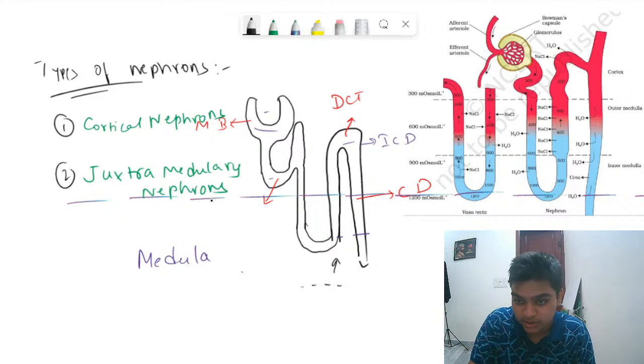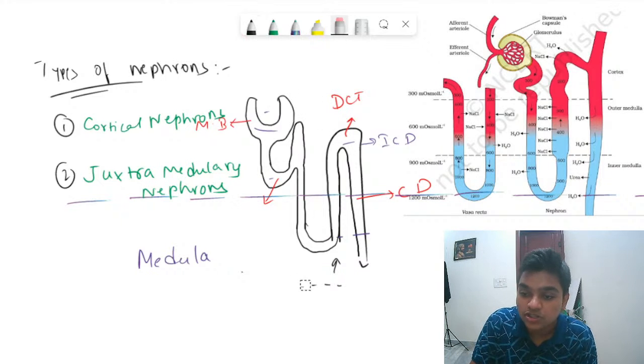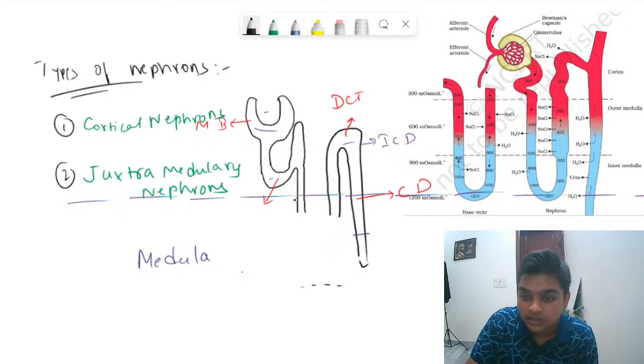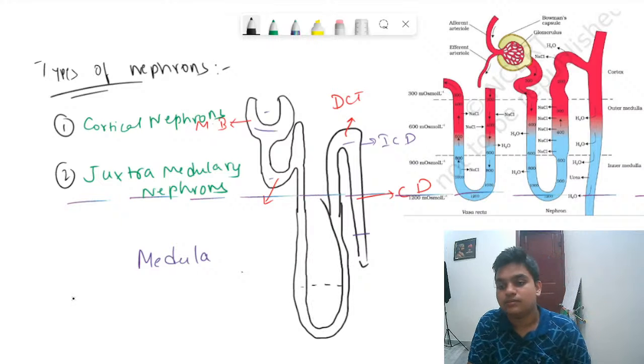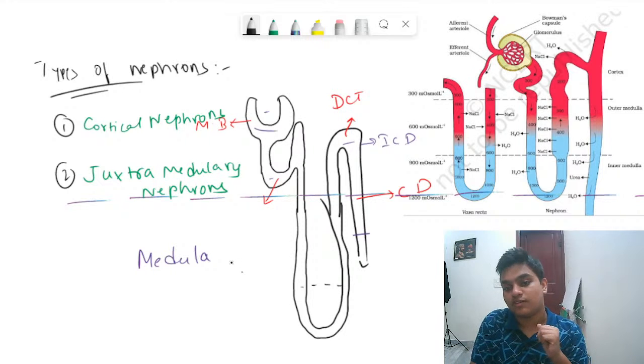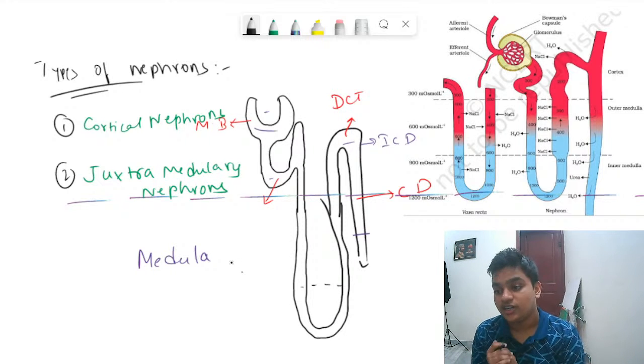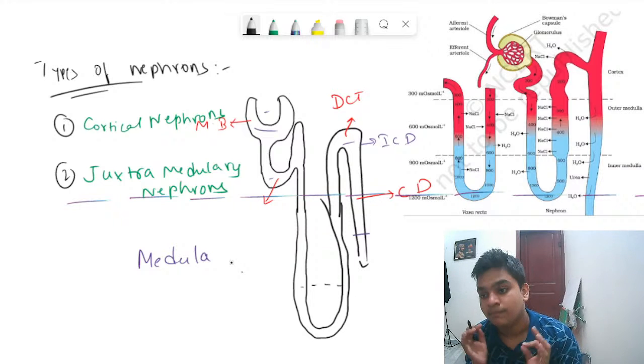juxtamedullary nephrons. In juxtamedullary nephrons, as the name suggests, most of the part is present in the medulla, and therefore this hairpin bend extends. So see, these are your juxtamedullary nephrons. These are the two types of nephrons which are present in our kidney as per our NCERT.